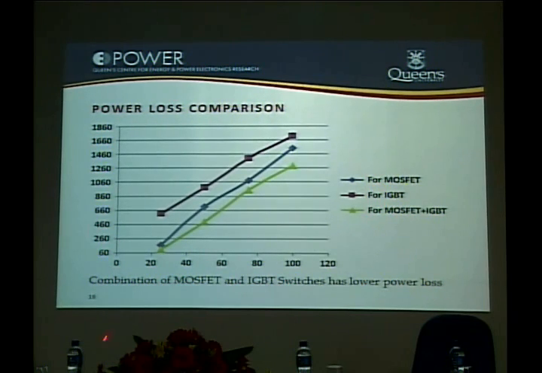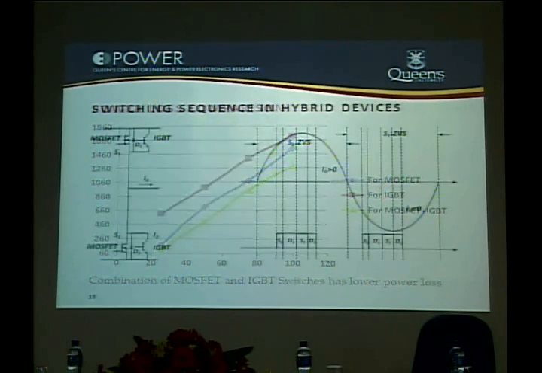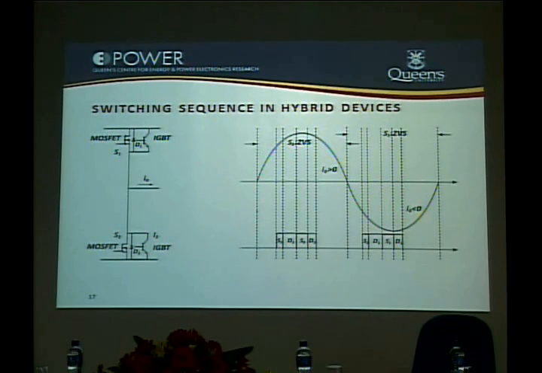This is a comparison of the losses. If you're just using the IGBT, then these are the losses, and if you're using the MOSFET, then these are the losses, and this combination of the two results in the least amount of losses. But now, as we have seen, this is a classical three-phase PWM inverter which is providing the sinusoidal output.